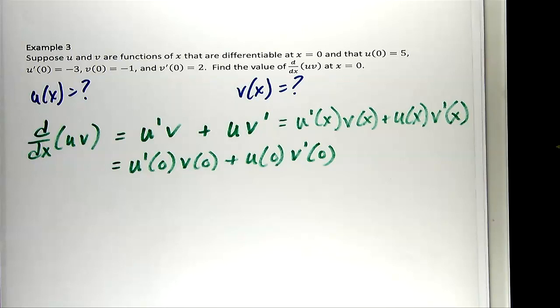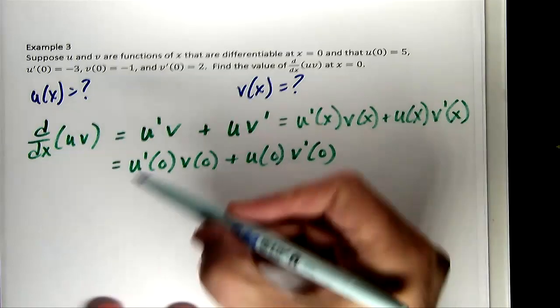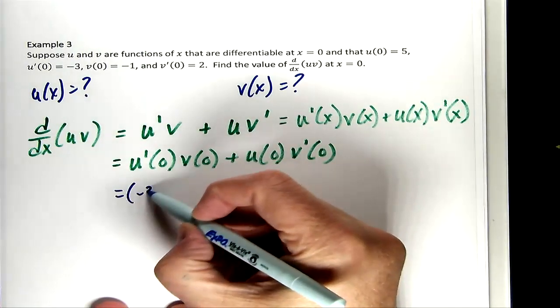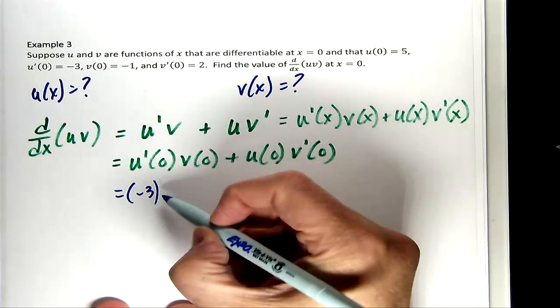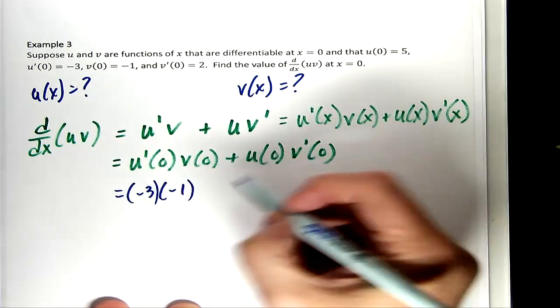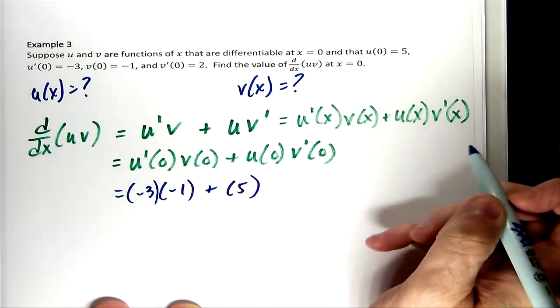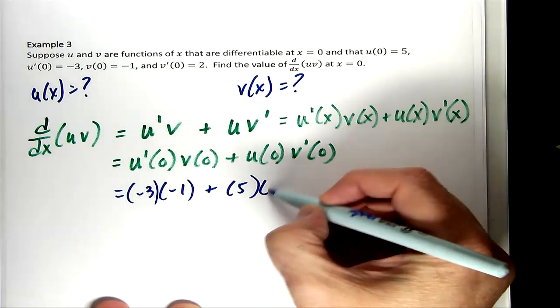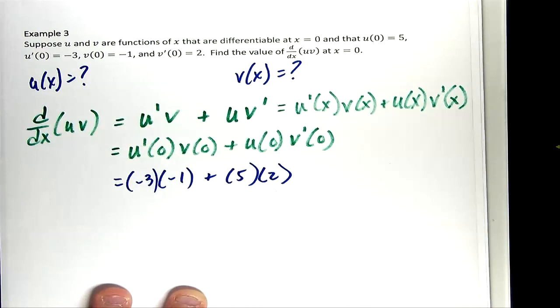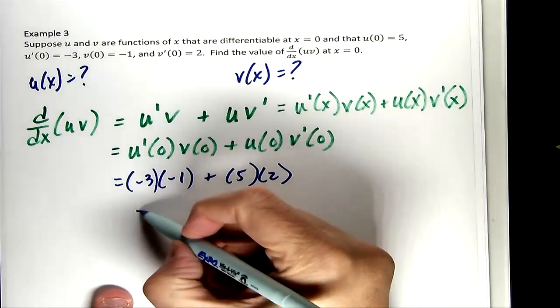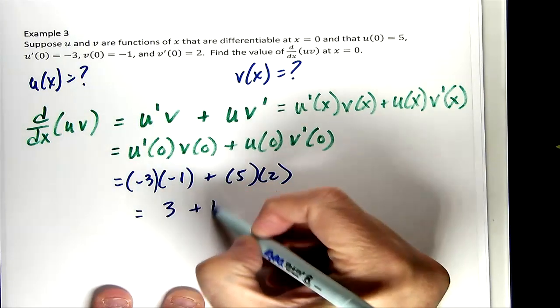Well, they give us values for these. U prime of 0 was listed as negative 3. V of 0 is listed as negative 1. U of 0 was given as 5. And V prime of 0 was given as 2. So this equals 3 plus 10, which is 13.